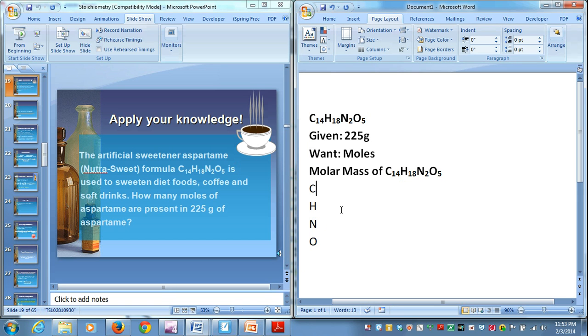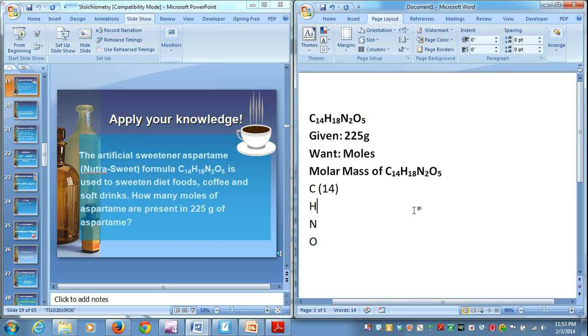Okay. And when you separate, next you're going to put in parentheses. What are you going to put in parentheses? What you're going to put in parentheses is the number of atoms that each atom has. So, for instance, carbon will have 14. Okay. I'm going to close it. I'm going to go on to the next one.